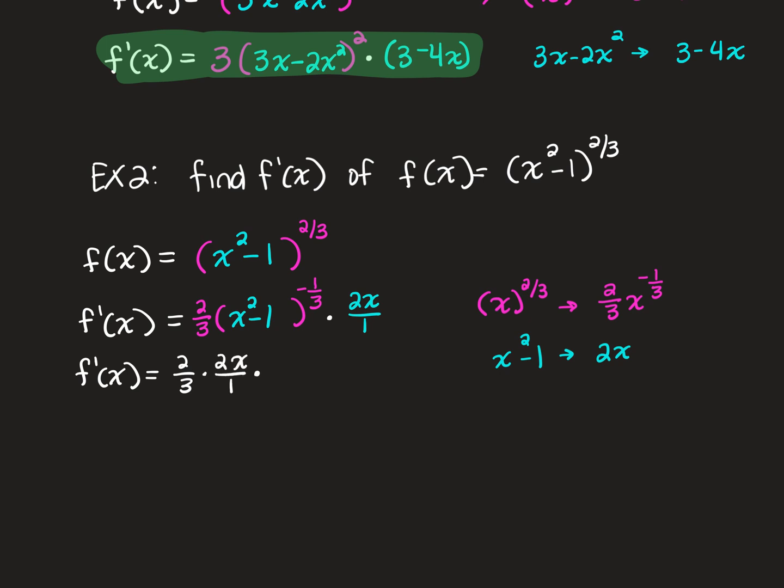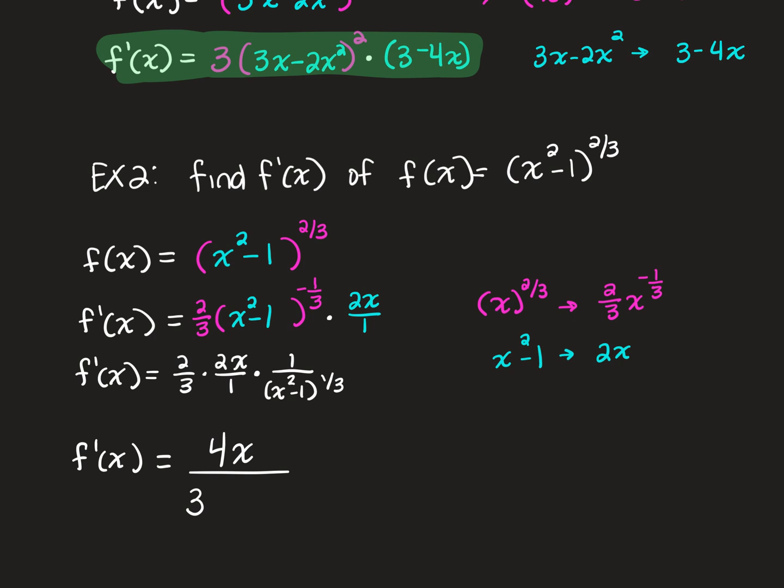Times, and then we could rewrite x squared minus 1 quantity raised to the negative 1/3 power as 1 over x squared minus 1 raised to the positive 1/3 power. And then at that point, we can work on just rewriting this as one big fraction. So multiply all your numerators together, you get 4x over 3. Now, you could leave it as the 1/3 power if you'd like.